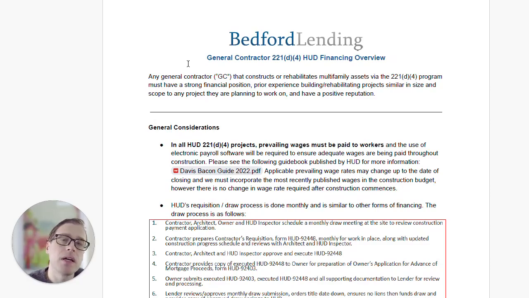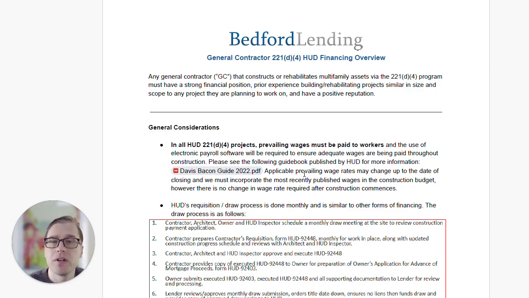If you're an owner looking to hire a general contractor or a general contractor looking to get involved in a HUD 221D4 loan, the following are some brief top-level considerations you should be aware of before getting too deep into the underwriting process. Fundamentally, a HUD 221D4 loan is going to require the inclusion of prevailing wages in costs. You don't have to hire a union contractor or union labor, but you have to make sure that the payroll, when construction is actually commenced, when it's ongoing, meets the minimum prevailing wages that are classified for a given area and a given project type.